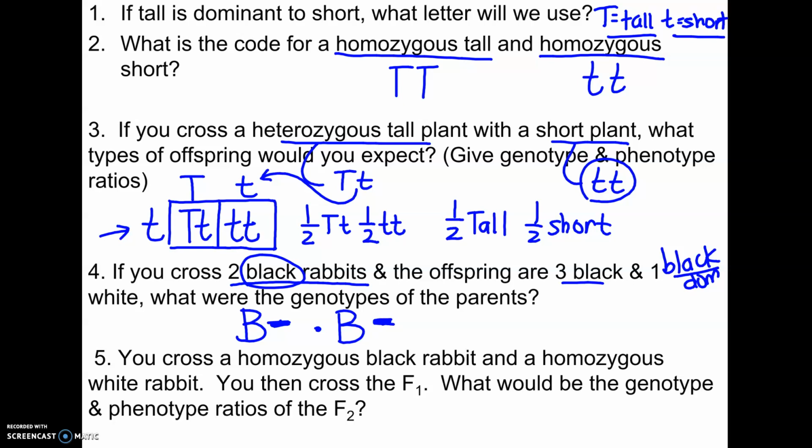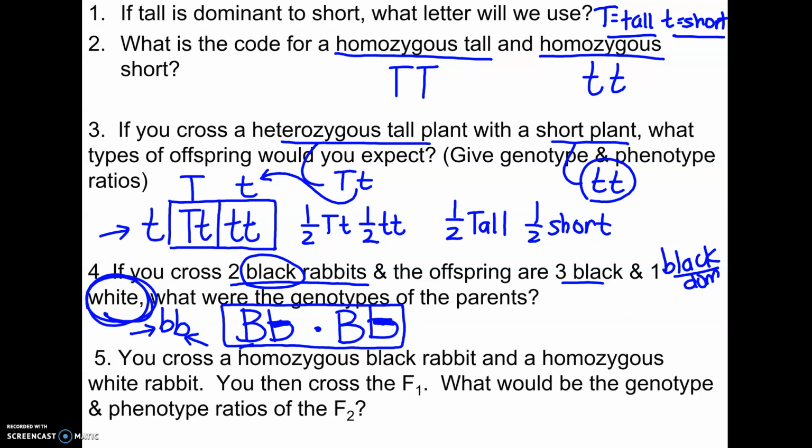Now I look at their offspring. They had a white offspring. The only code for recessive white is little b, little b. And the only way a child can get little b, little b is if they got a little b from mom and a little b from dad. So both of these parents have to be big B, little b. Neither one of them can be big B, big B, or you would not have had the white offspring.